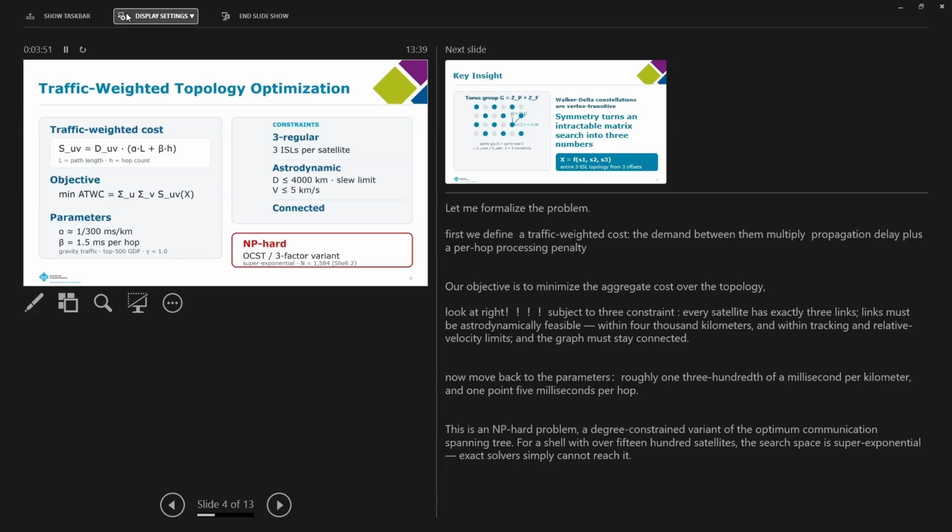This problem is under 3 constraints. First, every satellite should have exactly 3 links. Second, the links must be astrodynamically feasible: within 4,000 kilometers and within the tracking limits on relative velocity and angular velocity. And last, the graph must stay connected. This problem is NP-hard because it's a degree-constrained variant of the optimal communication spanning tree. For a shell with over 15,000 satellites, the search space is super-exponential. Exact solvers simply cannot reach it.